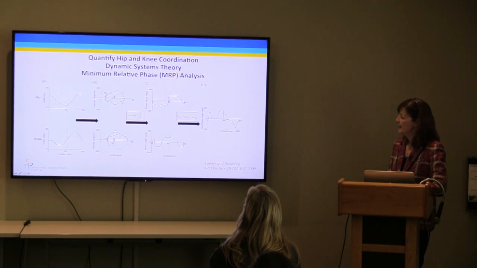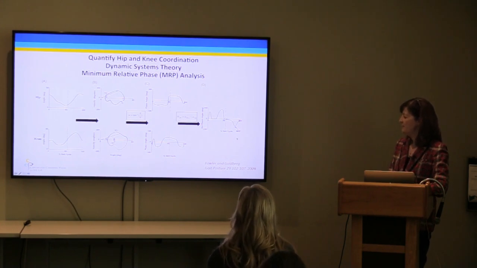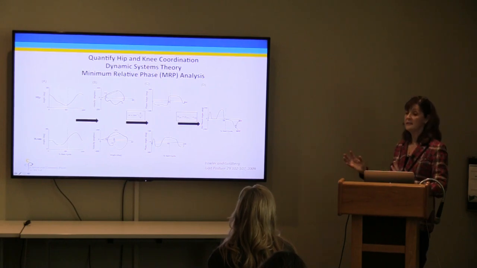So we took this and we created the velocity versus angle. We calculated the inverse tangent to get a phase angle, and then we subtracted the hip phase angle from the knee phase angle, and we ended up with this plot, which is a relative phase, and this is the minimum relative phase. You're going to have to take my word for it that if this is 180 degrees, minus 180, it means that the hip and the knee are completely dissociated from one another. So during swing, when that hip is flexed and the knee's extending, that's an independent coordination. And this being close to 180 means that that's occurring.